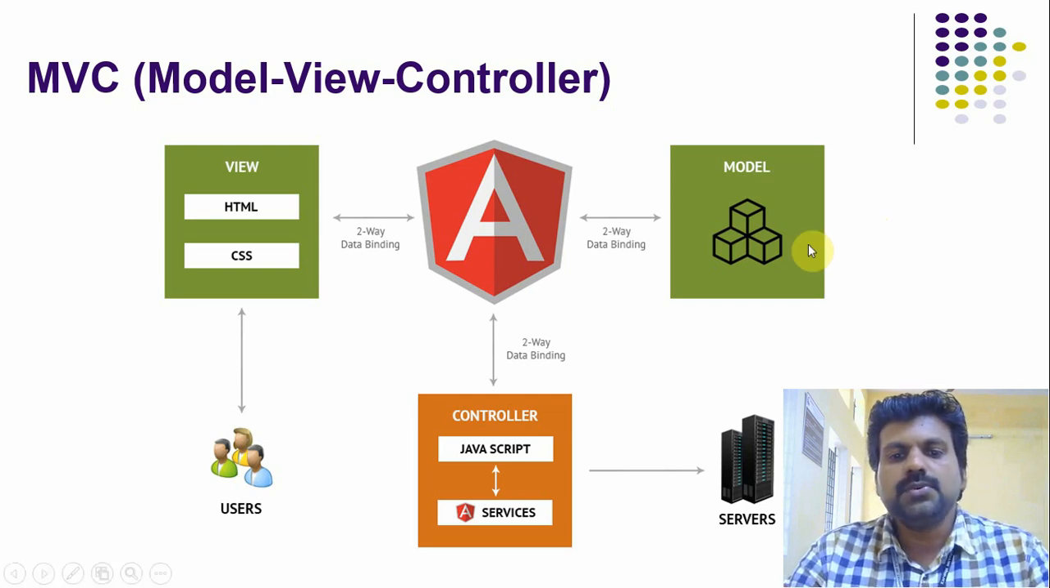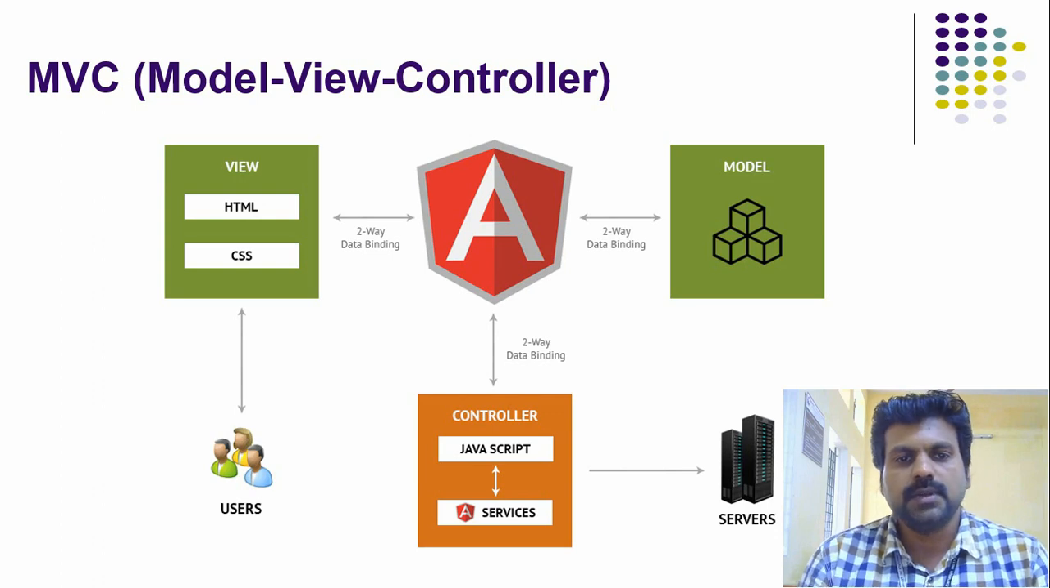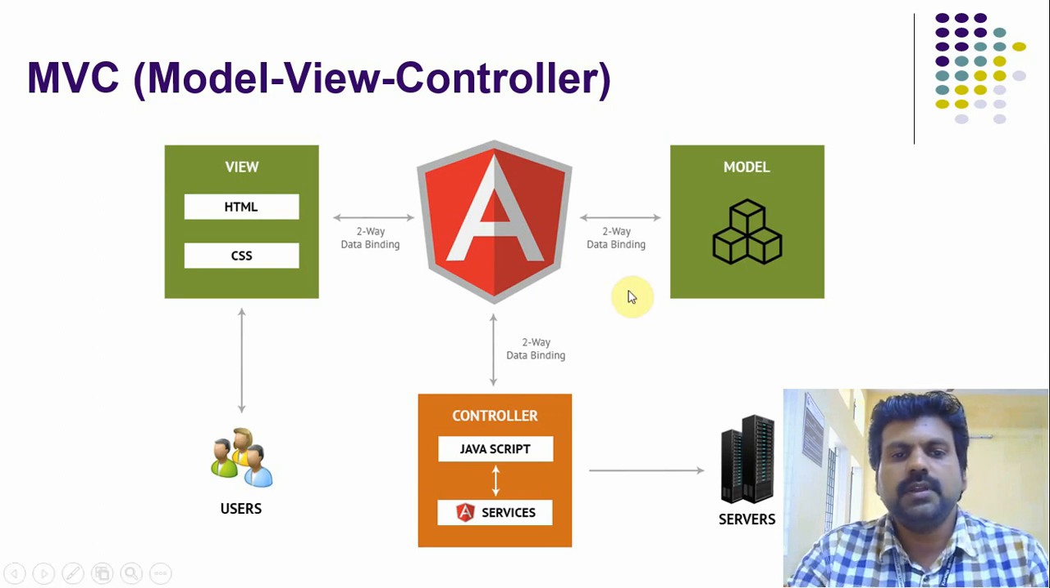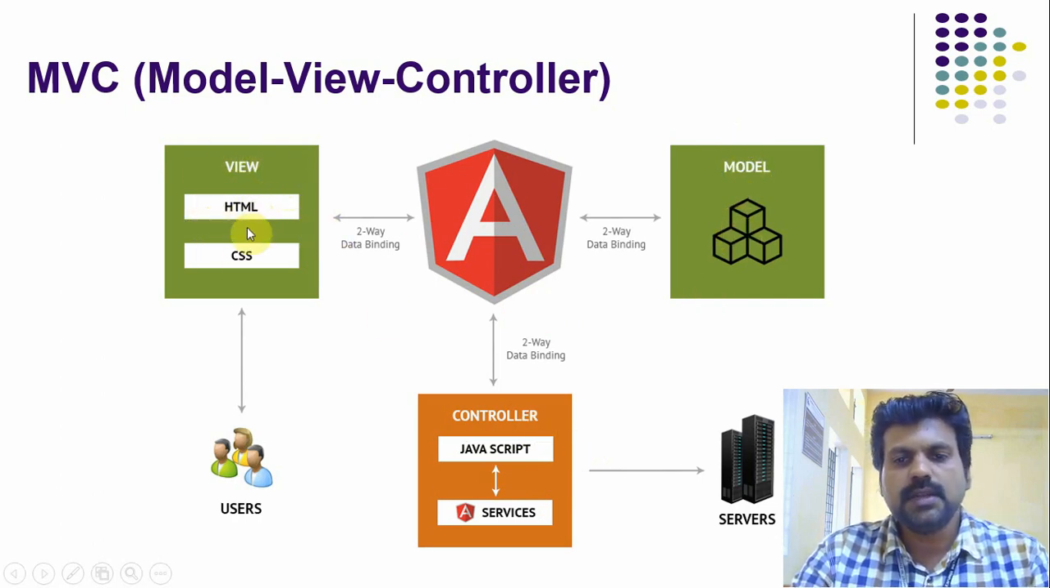And here we are going to use a controller. The controller acts like business logic, which will utilize the data and coordinate the view presentation layer. Another component is called view, where we'll be using HTML and CSS for displaying the data to the user. So these are the three components: model, controller, and view. In view, we will be using HTML and CSS.